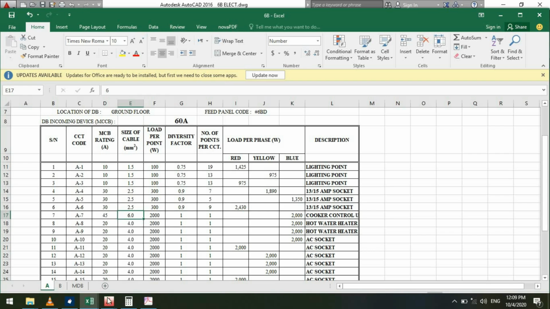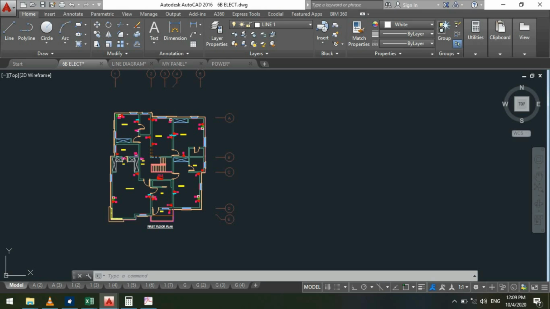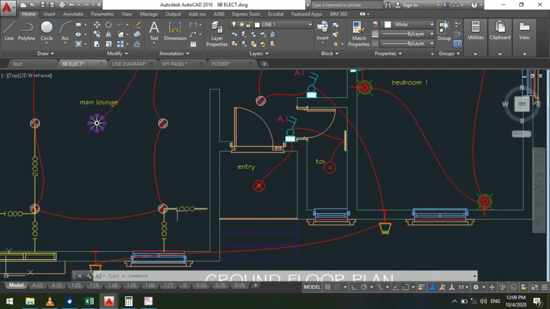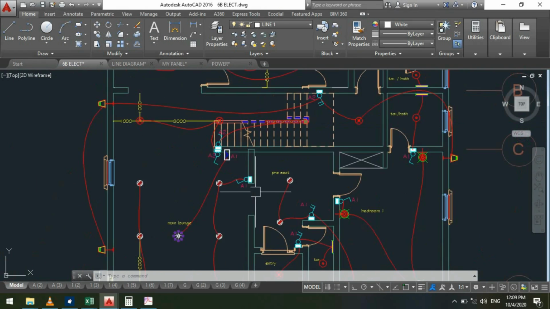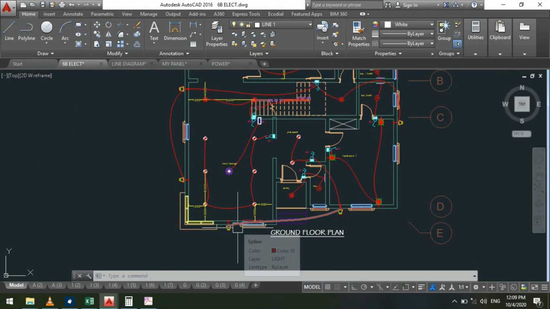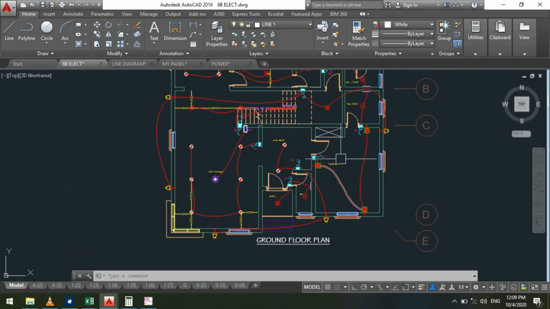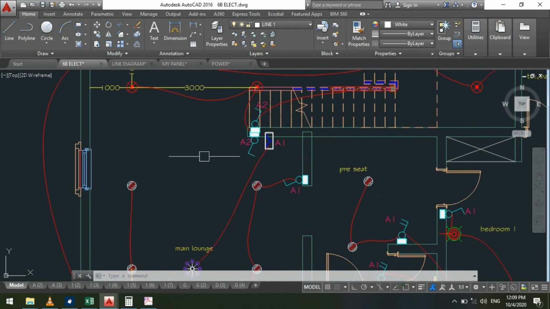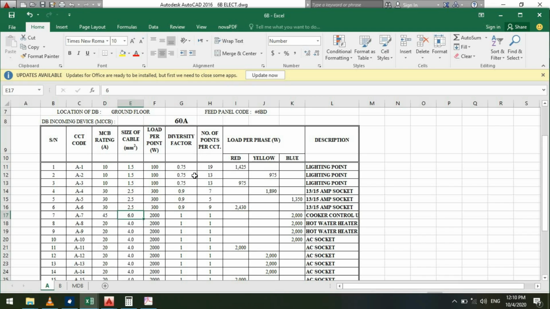So let's practicalize in the project. We have 19. So what's the number of lighting fixtures we have here? This is our circuit A1. So we count the number of fixtures here: 1, 2, 3, 4, 5, 6, 7, 8, 9, 10, 11, 12, 13, 14, 15, 16, 17, 18. So this is how we do counting. It is the number of points or number of connected units in such a circuit.